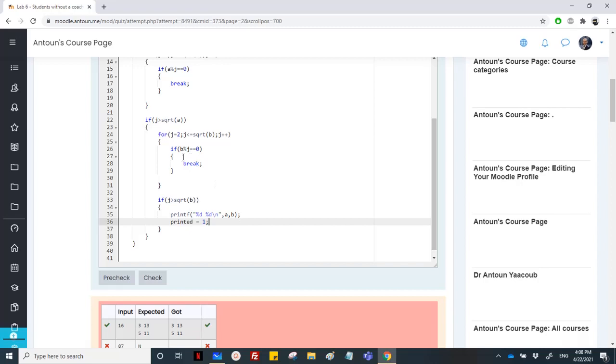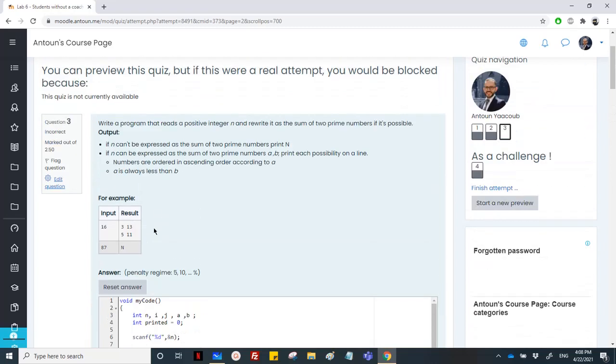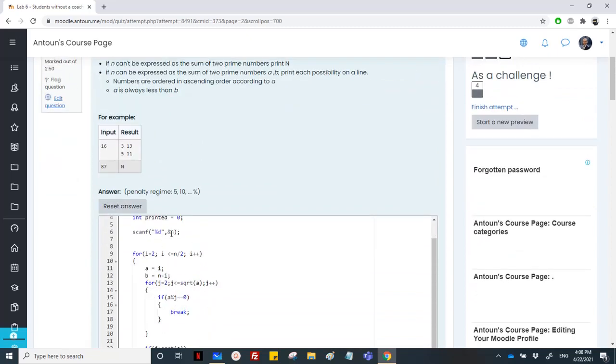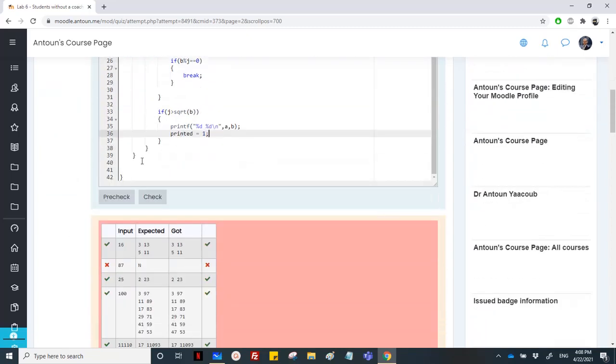So this is a bit different. I will start my flag as lowered because at first I didn't print anything. There's nothing to print. I don't have any pairs, and whenever I print a pair, I will raise my flag. So here, if my flag is still lowered, it means I didn't print anything. Now I can printf my character, which is equal to n. So this is a very important idea. Either we keep a flag or we keep a counter to count the number of pairs we have.